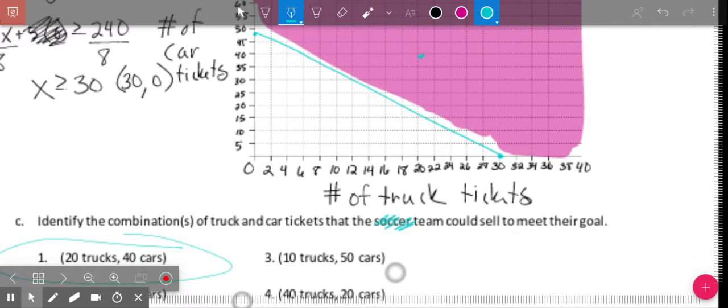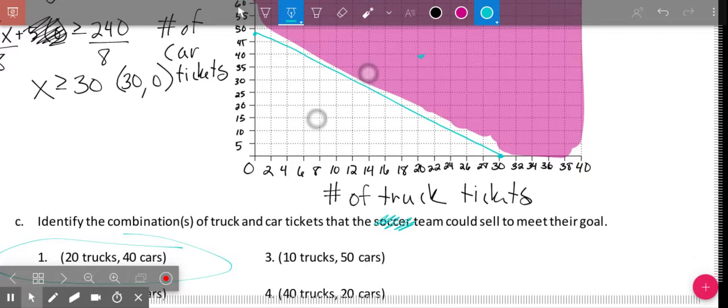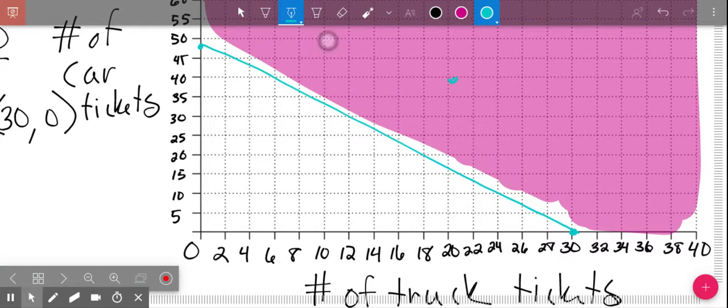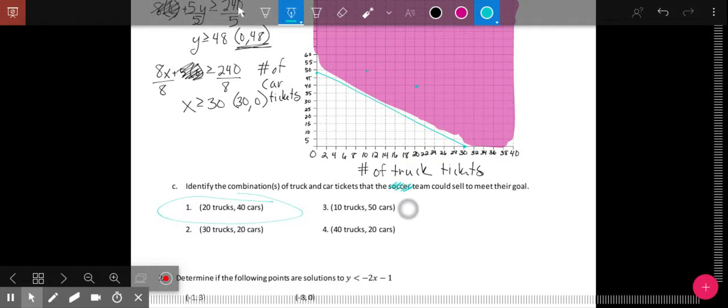The next one was 10 trucks and 50 cars. 10 up to 50. Sweet, that's also in our shaded area. We have 30 trucks and 20 cars. Well, that's obviously in our shaded area. That's like over here.